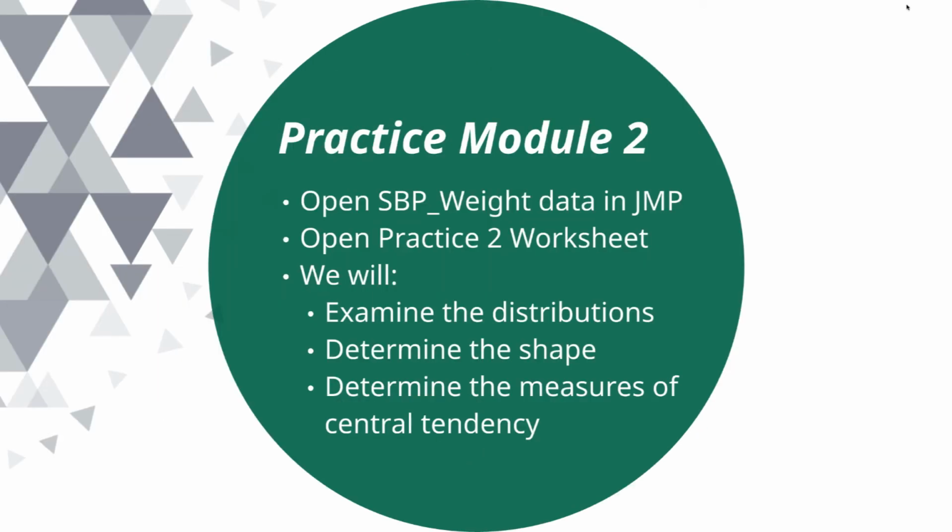Next, watch the JMP instructional video for the practice exercise for Module 2. Open the SBP_weight dataset in JMP and open the Practice 2 worksheet. What you will do is examine the distributions, determine the shape of each of the variable distributions, and determine the measures of central tendency that would be appropriate for each of the values.